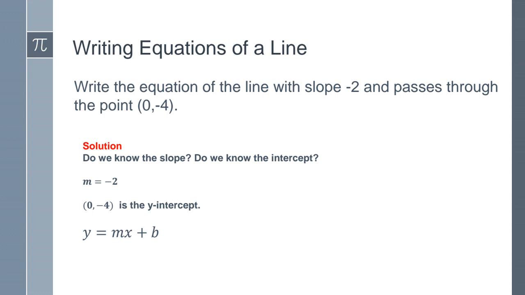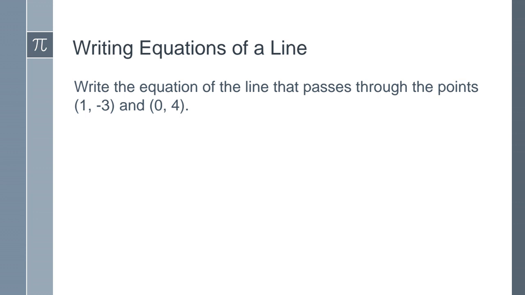So then all we're going to do is plug them in. I'm going to plug in the negative 2 for the m in the equation and the negative 4 for the b. So here's my equation. y equals negative 2x minus 4. That's the equation that we're looking for. Let's go to the next slide. Now, here's another example.